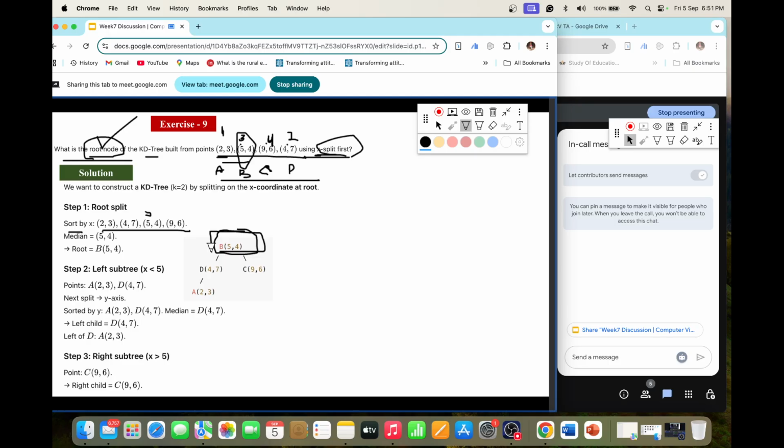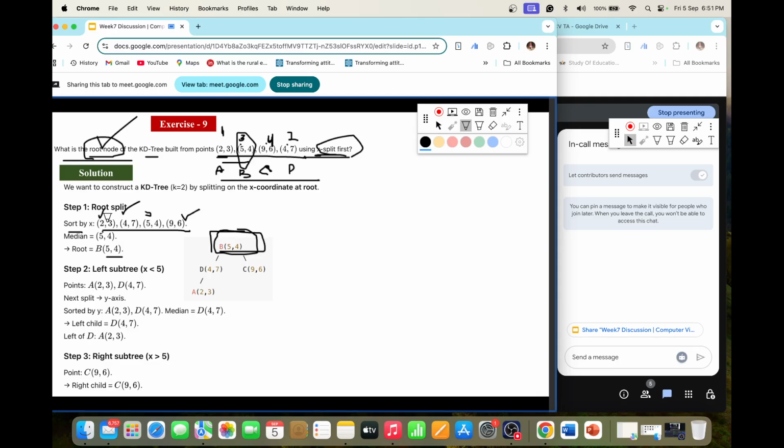The left branch will always be points that are lesser in magnitude than that point. The right branch will be points that are greater in magnitude than that point. As we are doing the x splitting first, we will decide it by x. So (5, 4) is the root node. Now we are left with these points: (9, 6), (2, 3), and (4, 7).